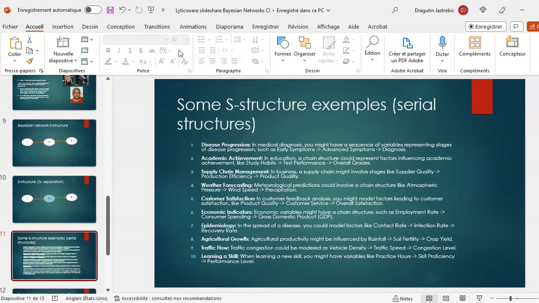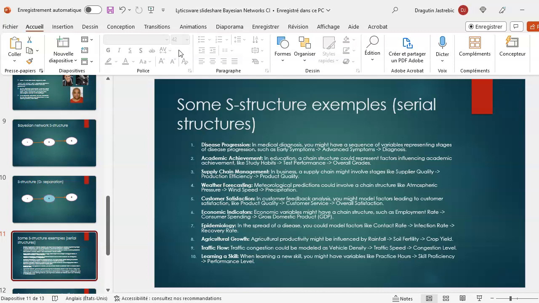overall satisfaction. Economic indicators. Economic variables might have a chain structure such as employment rate, consumer spending, and gross domestic product. Epidemiology. In the spread of a disease, you could model factors like contact rate, infection rate, and recovery rate. Agricultural growth. Agricultural productivity might be influenced by rainfall, soil fertility, and crop yield. Traffic flow. Traffic congestion could be modeled as vehicle density, traffic speed, and congestion level.